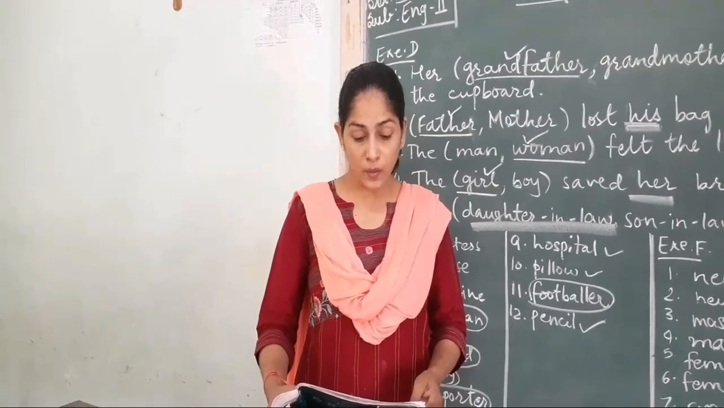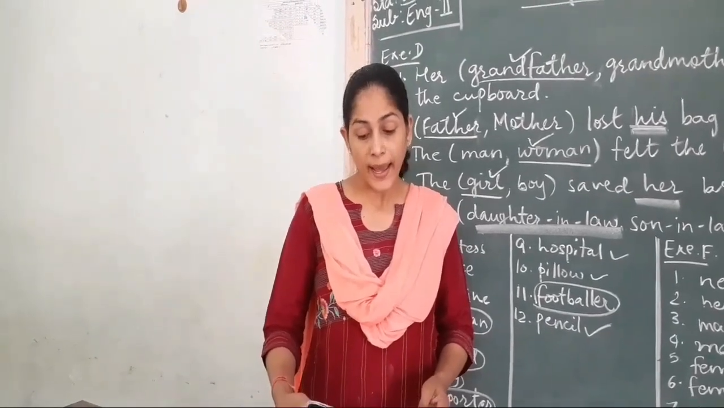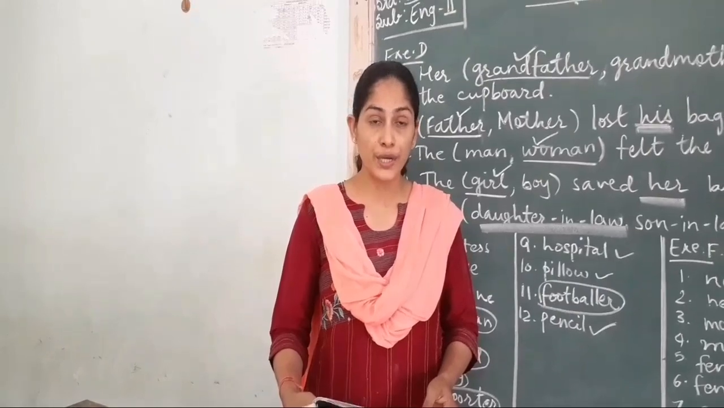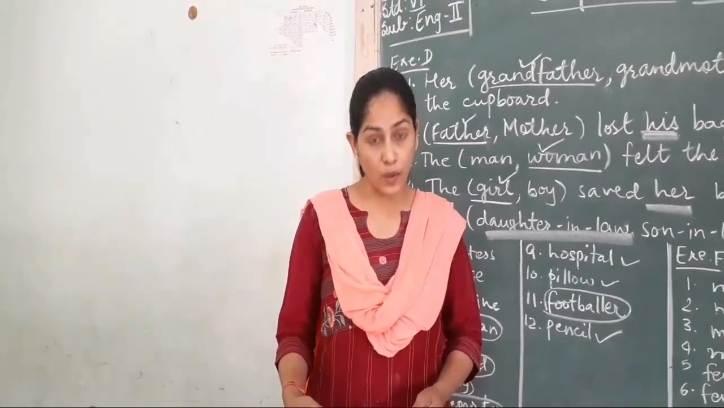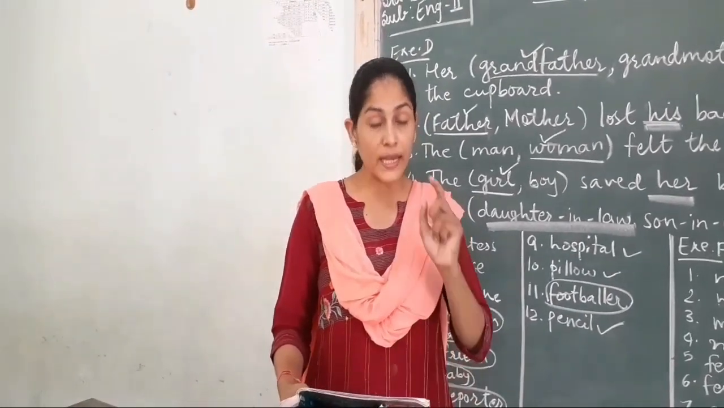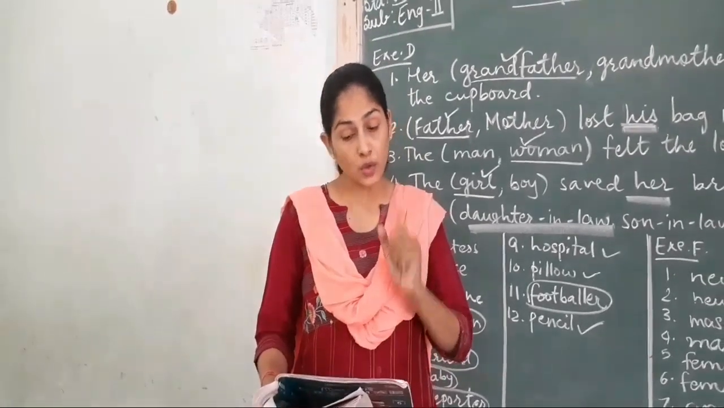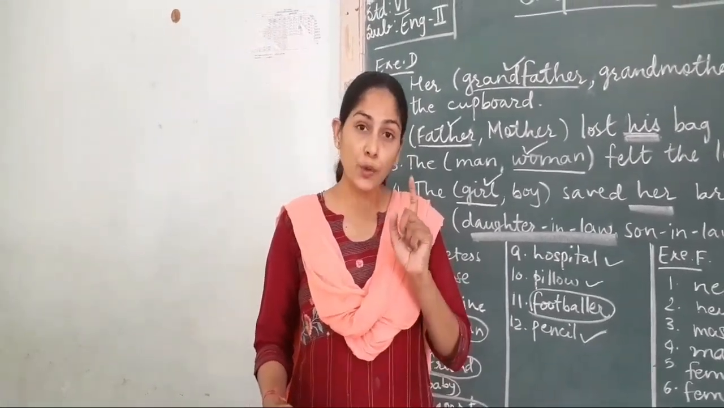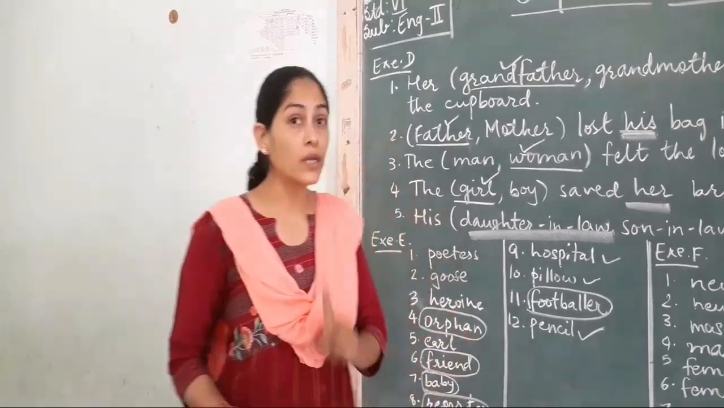Exercise E. Tick the words which indicate neuter gender and circle those in common gender. Now here there is a list of 12 words. Out of 12 words you have to decide which is neuter gender and which is common gender. For neuter gender you will put a tick and for common gender you will circle the word.